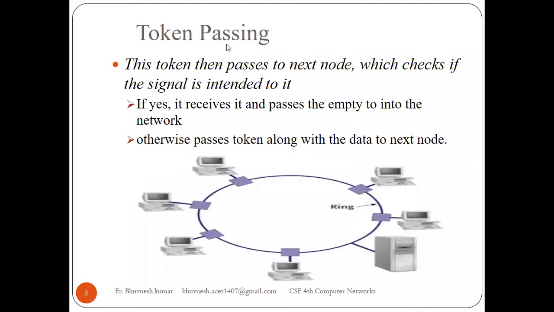Then further, token passing is the function in your ring topology. This token is passed to the next node, which checks if the signal is intended for it. Your token will be matched. If yes, it receives the data and passes the empty token into the network. If not, it passes the token along with the data to the next node. This is how ring topologies look.